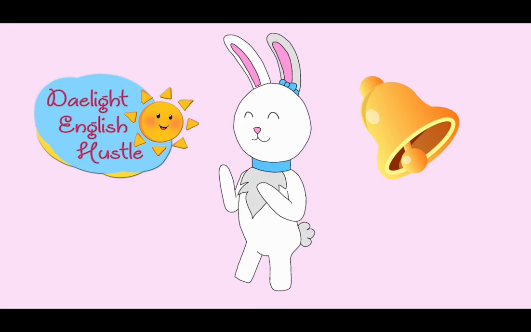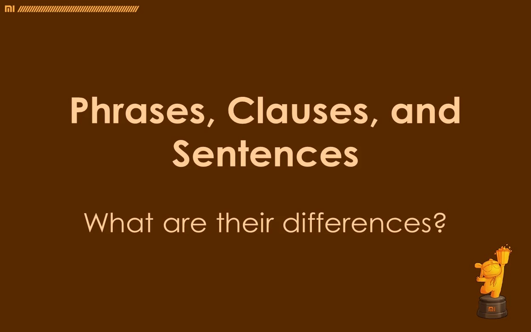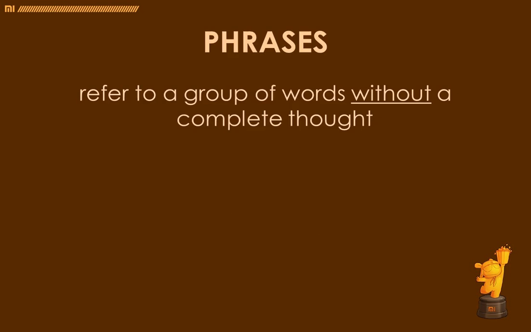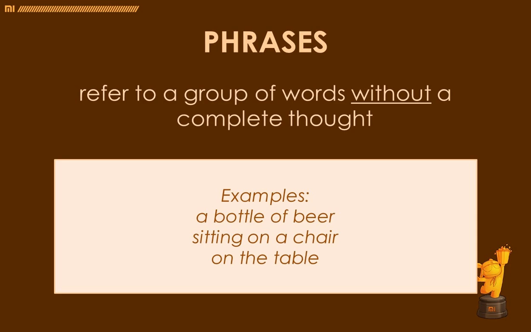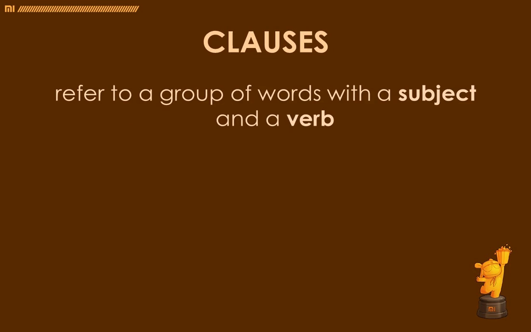For today's lesson, we are going to talk about the differences among phrases, clauses, and sentences. Phrases refer to a group of words without a complete thought. For example, a bottle of beer, sitting on a chair, on the table. Clauses refer to a group of words with a subject and a verb.